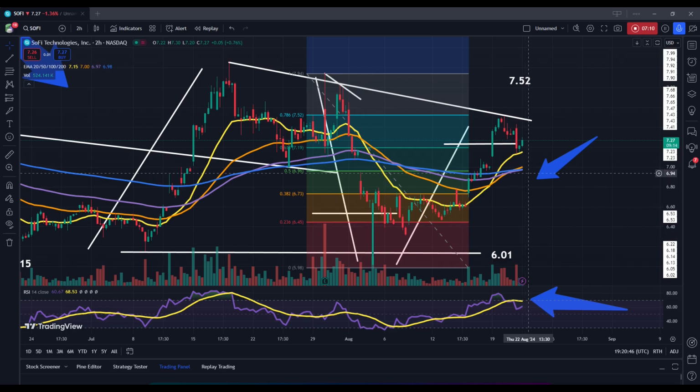However, the real line in the sand here comes in at $6.95. Because a downside break from this area would suggest that a near-term top is in place, and that $7.52 level is more likely to hold for a longer period of time. So here's the current market update for SoFi Technologies Incorporated, stock ticker SOFI.